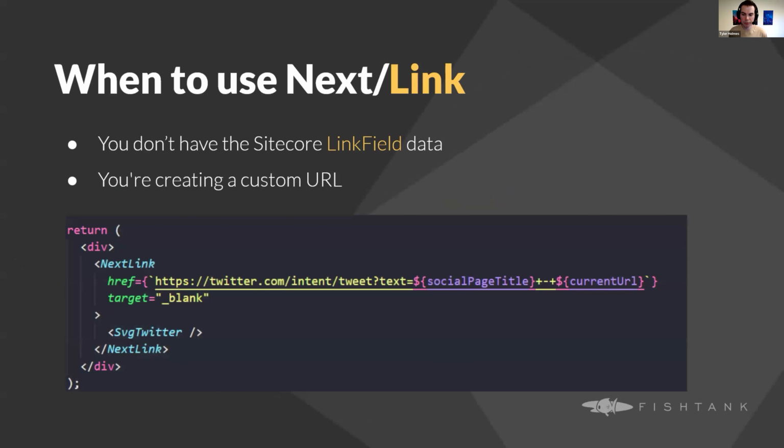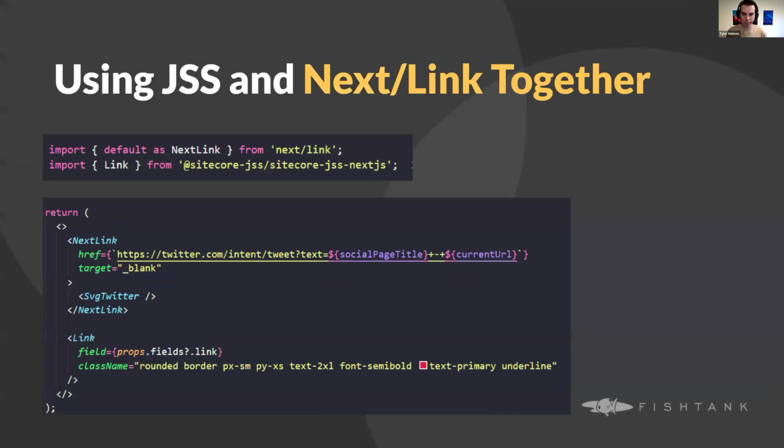So you should only really use the native Next.js link if you don't have all the link field data passed in from Sitecore. So a good example to this is linking to social media sites. The example I'm using here is a share to Twitter button. I'm not getting a link from Sitecore that I can pass down to the JSS link. So I'm using the next link to dynamically create a shareable link that's going to use existing variables already inside my component. So I'm building a brand new URL using social page title and current URL from other variables that are already in my component.